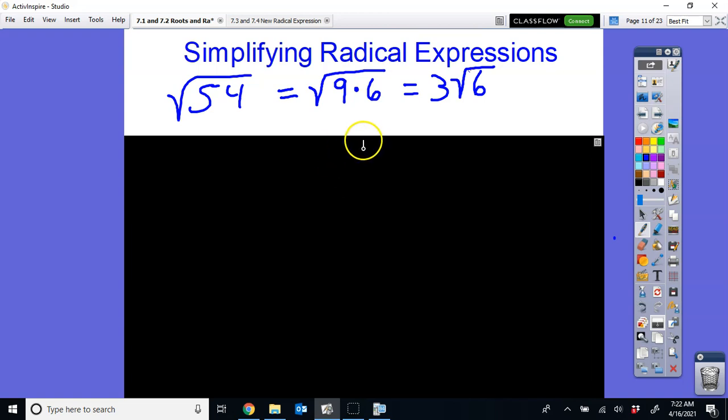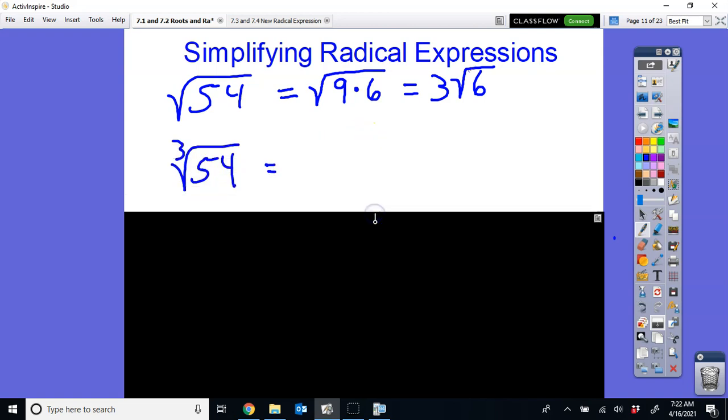So when it gets to things that are cube roots or fourth roots or fifth roots, you do the same concept, but this time you've got to be careful. You're not looking for perfect squares anymore. You're looking for perfect cubes. Yes, if you have some memorized, it'll be helpful, especially with cube roots. But you are looking for a perfect cube that divides into 54.